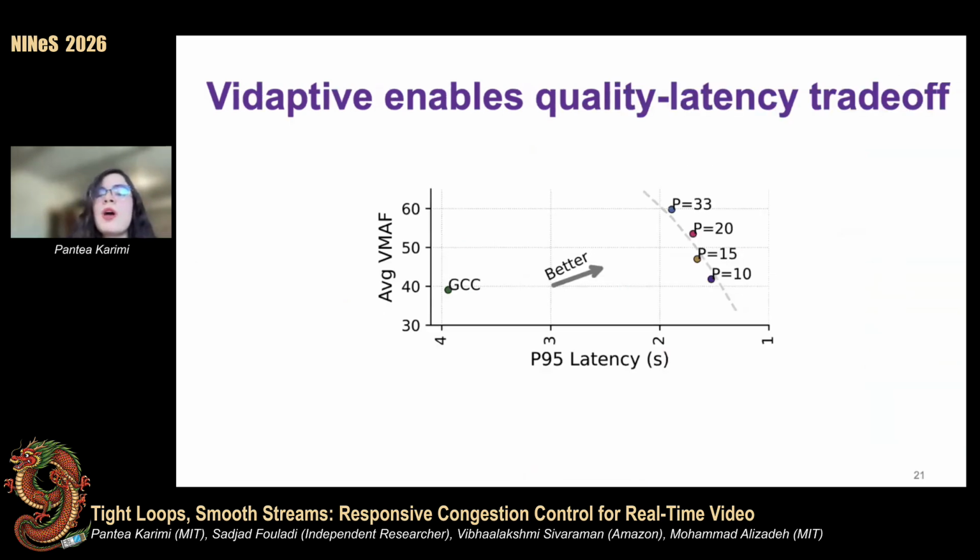We also show that by picking different latency targets, the parameter P, we enable Vidaptive to have different latency quality trade-offs that could be used by different applications. And the trade-off we are covering is a better trade-off than what WebRTC's default congestion control algorithm, GCC, allows.